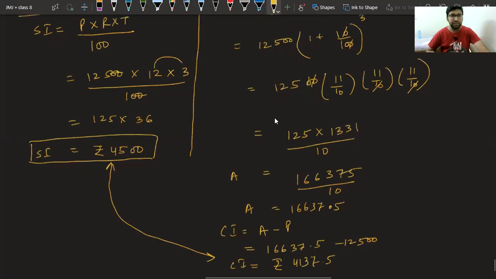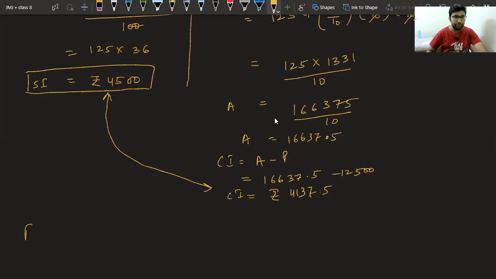Okay. Now tell me the difference. So Fabina pays more. That is why compound interest is very important for us, and our banks, our finance companies, all of them use compound interest only. So Fabina pays more by how much? 4,500 minus 4137.5, and the answer is coming as 362.5. I hope you all are able to connect with this concept. I hope all of you are able to connect with the concept of compound interest and simple interest.